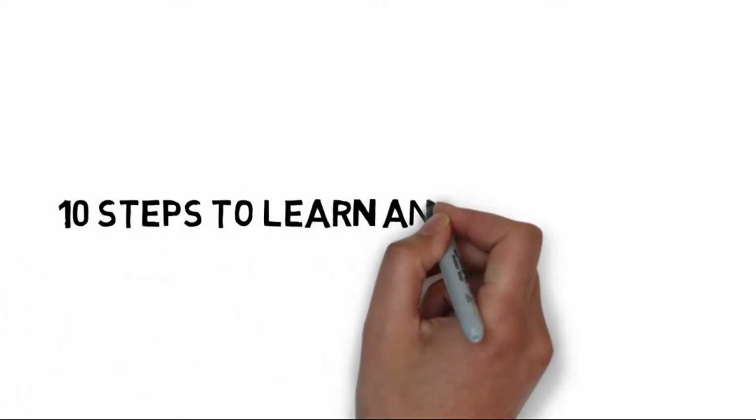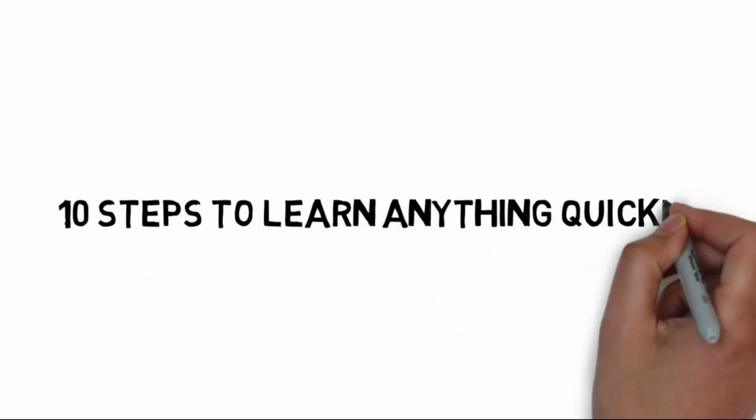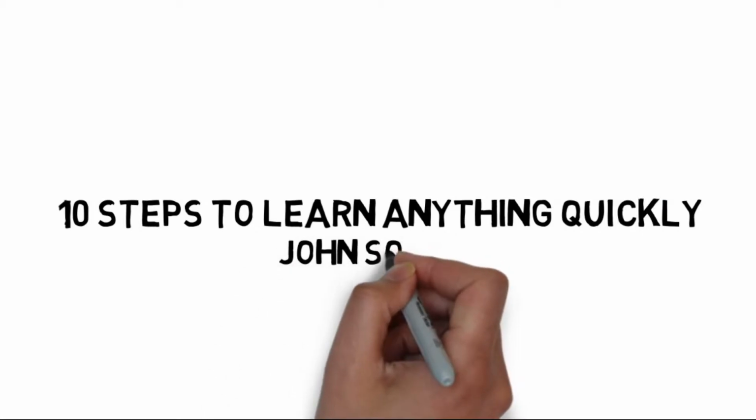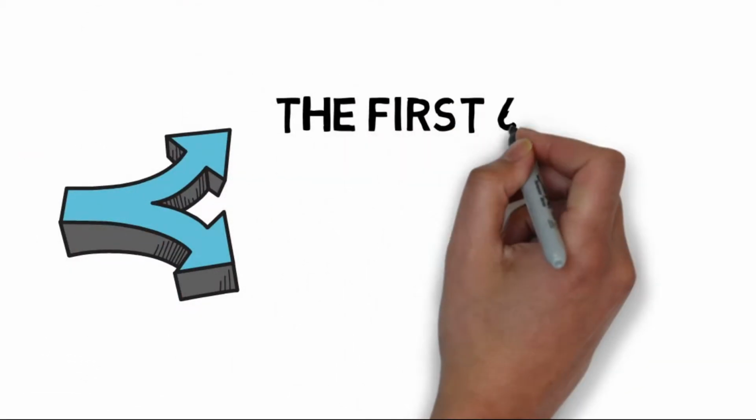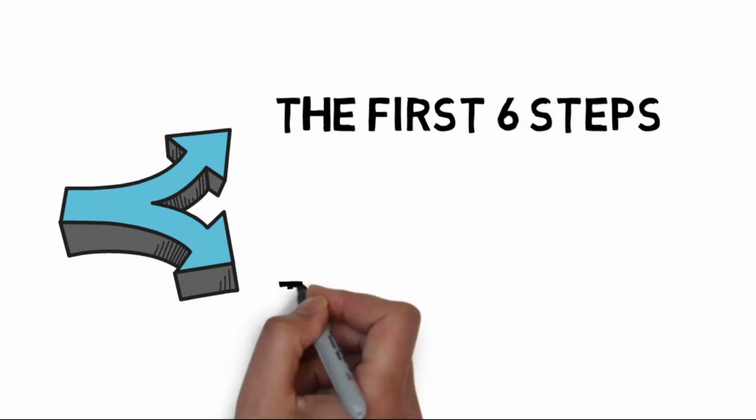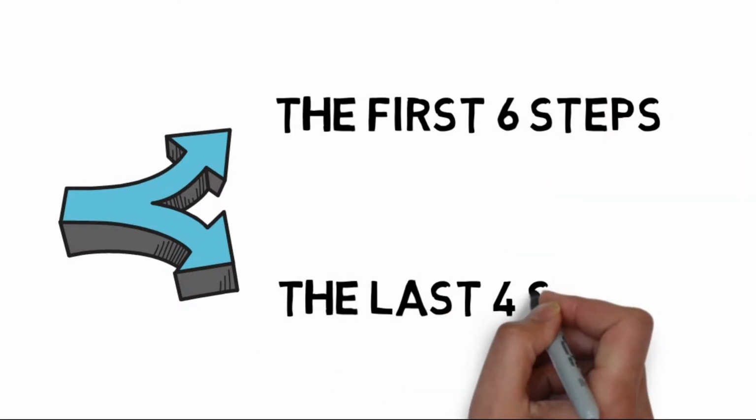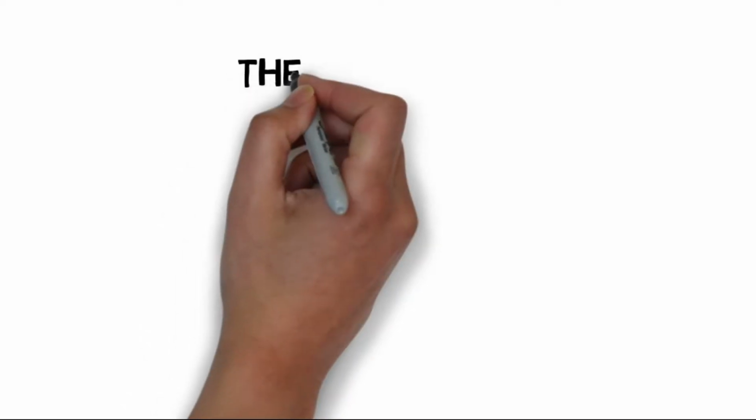This is a quick summary of John Somnez's course titled 10 Steps to Learn Anything Quickly. Let us divide the 10 steps into two chunks: the first 6 steps, which you do only once, and the last 4 steps, which you do in a cycle.